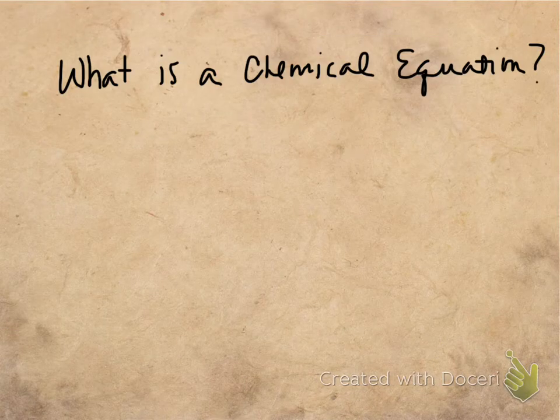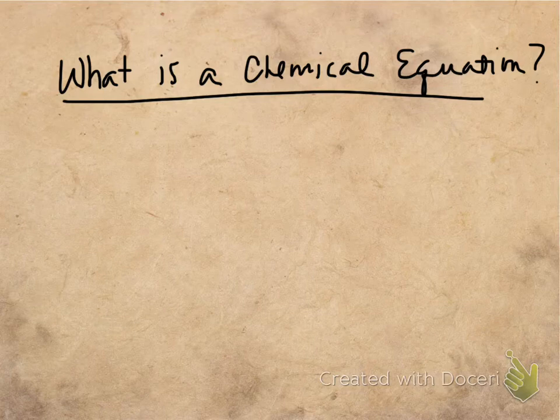The next question we want to ask is, what's a chemical equation? So we've covered what a chemical reaction is, one or more substances being transformed into one or more different substances, but how is that different than a chemical equation? The chemical equation describes the chemical reaction. They are not the same thing, one merely describes the other.